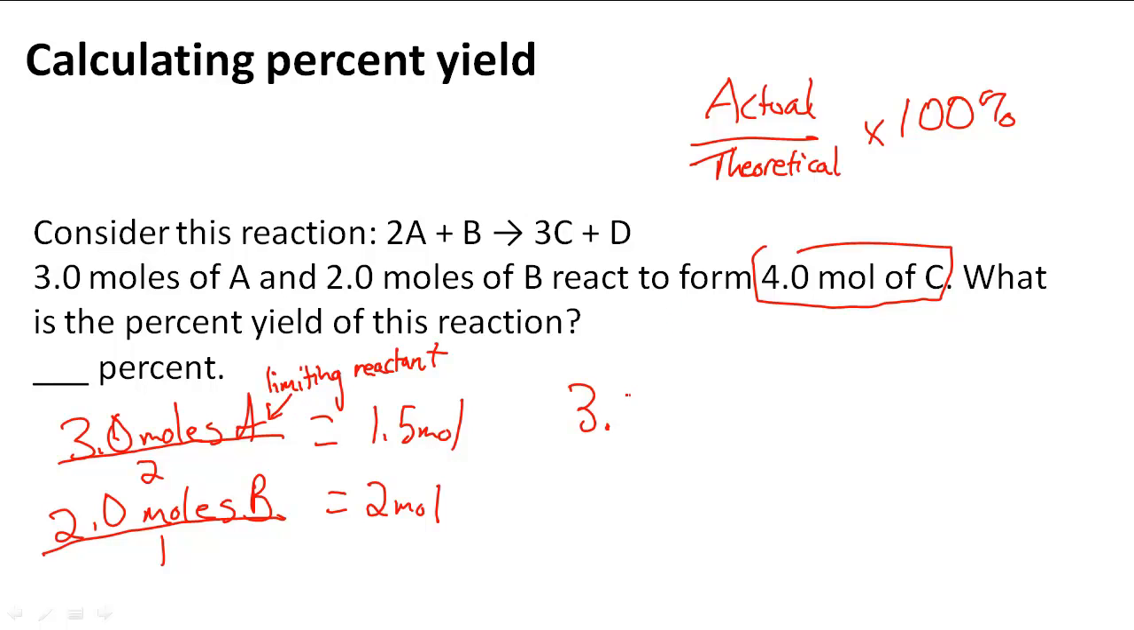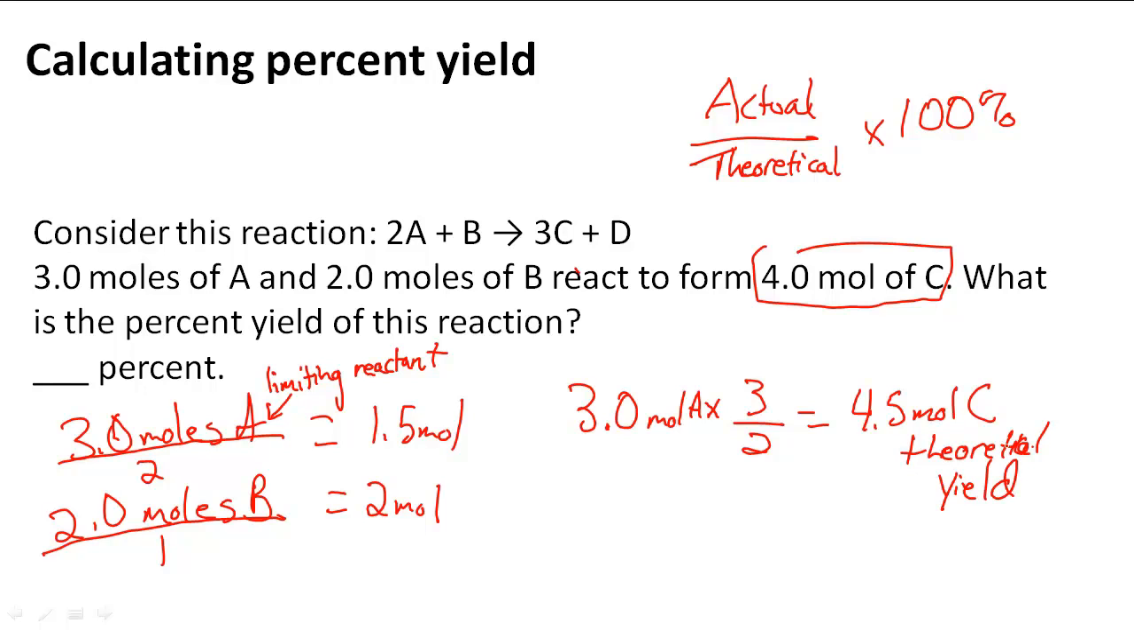So I'm going to do 3 moles times 3 divided by 2, because we want to get the moles of C, and that's going to give us the moles of C. So using that mole ratio, I get that the moles of C are 4.5 moles. So that's the moles of C I have. Using the mole ratio, this is what I get. So this is my theoretical yield.